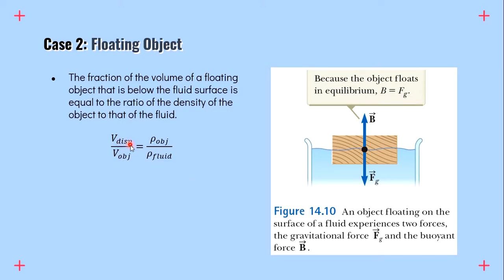So V displaced over V object is equal to rho object over rho fluid, because the object floats in equilibrium, so the buoyant force is equal to Fg.